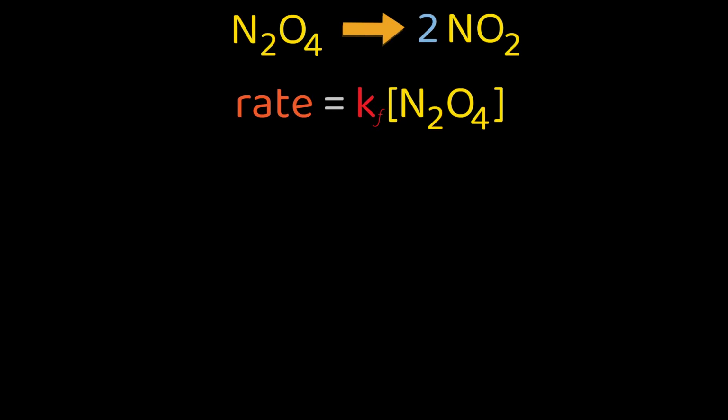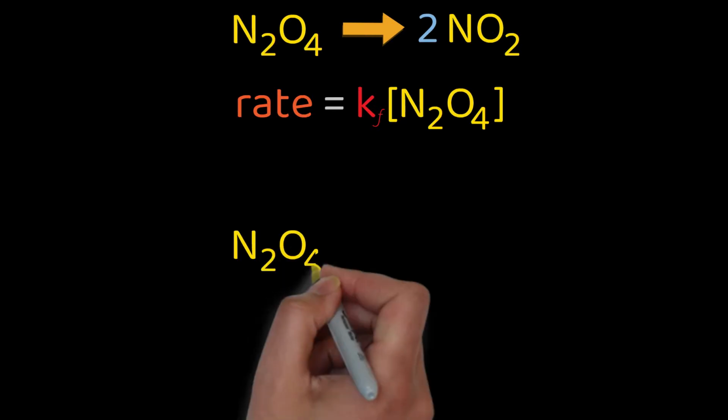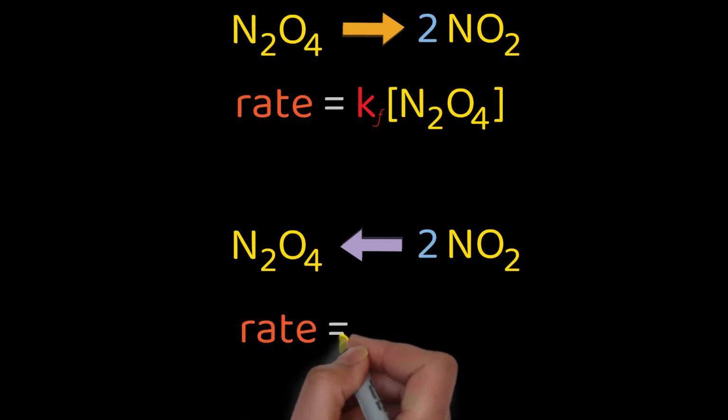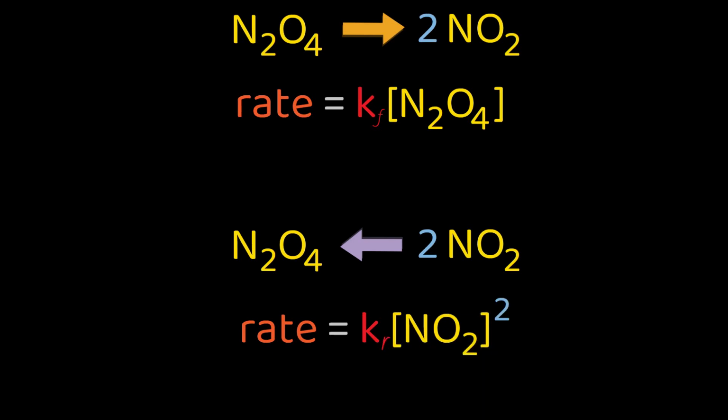Now, let's imagine that this reaction could also go in the reverse direction. That is, that 2 moles of nitrogen dioxide could react to form 1 mole of dinitrogen tetroxide. We can denote this by using a reverse arrow. We can also write a rate reaction for the reverse direction, using stoichiometry as we did for the forward reaction. Reactions that move in both directions like this are called reversible reactions.